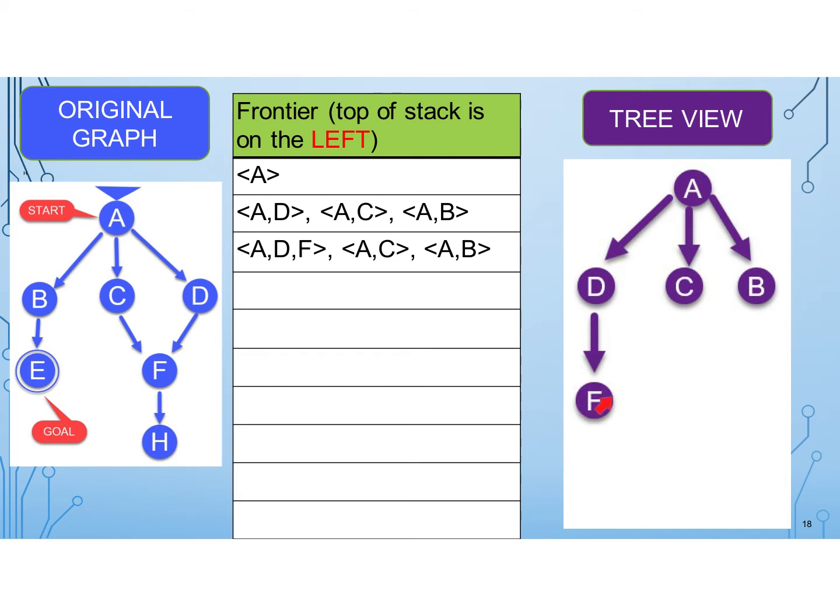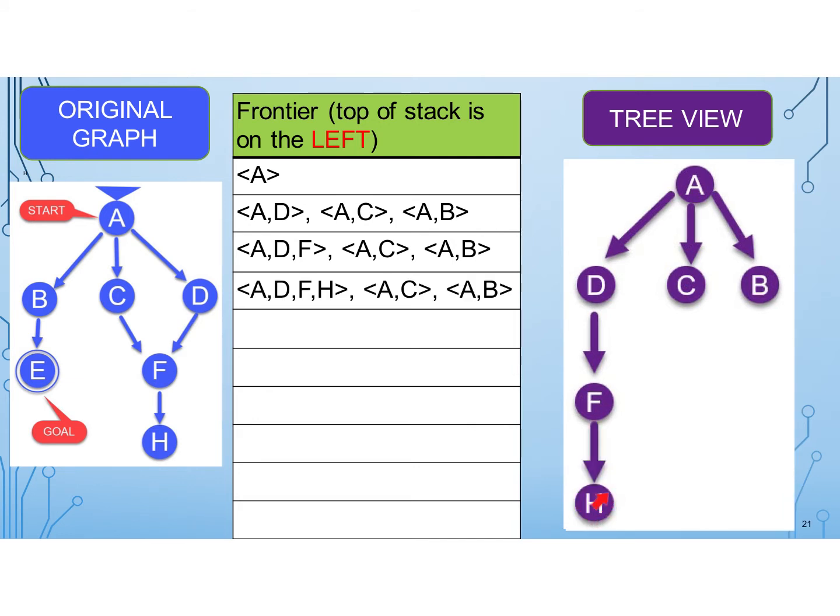Anyway, we pop F off, or we take F and we examine F, right? We're popping it off the stack. We're looking at this one now. We say, is this the goal? No. So let's look at the neighbors, H. So we've got H. We now examine this one, pop it off, right? Is H a goal? No. Who are the neighbors of H? There are no neighbors of H, so this path is dead to us now, right? We can't really do anything with it.